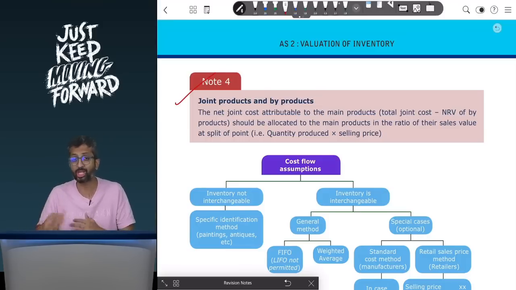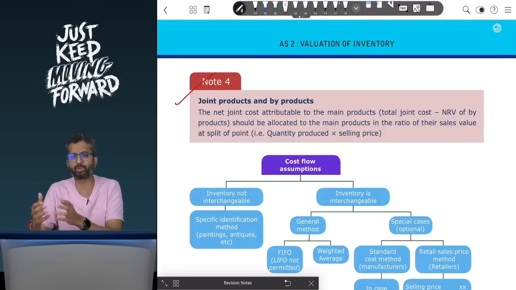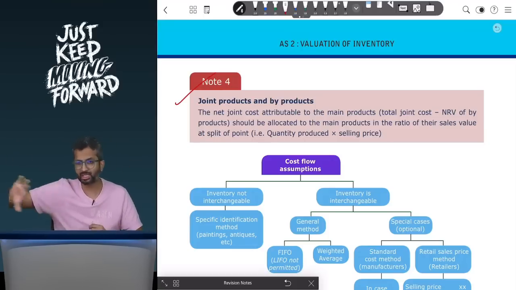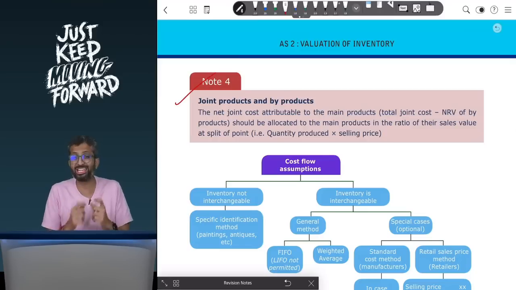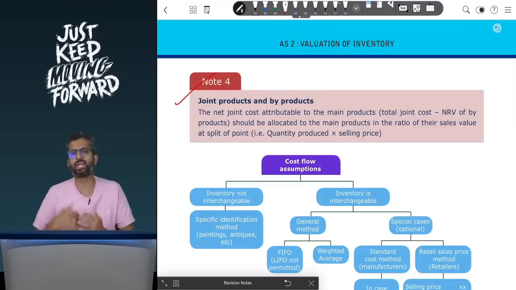By-products are those products which are manufactured by the way, and you don't intend to sell them in the normal course of business. Like you want to make petrol and diesel from, let us say, crude oil. By the way, the process is such that along with petrol and diesel, a chemical also comes out, and hence that chemical is the by-product. So your net joint cost for petrol and diesel will be the total cost minus the NRV of the by-product.